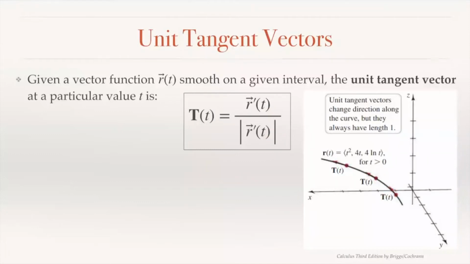So the unit tangent vector, we denote it with this boldface T at a particular time or parameter value, little t, is given by this: a tangent vector divided by its magnitude to make it a unit. So here's an illustration of a bunch of little unit vectors. You can see they're all of the same length for this curve, this vector function.